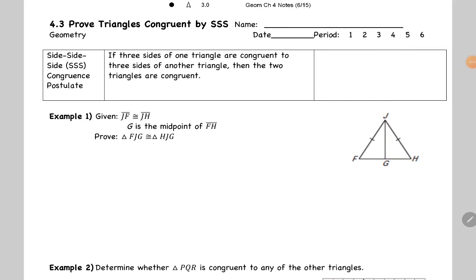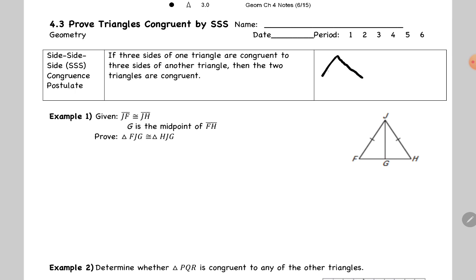Today in geometry, we're going to be proving triangles are congruent by this SSS thing. SSS stands for side, side, side. And basically what it says, if three sides of one triangle are congruent to three sides of another triangle, then the triangles are congruent. So let's draw a picture of that.